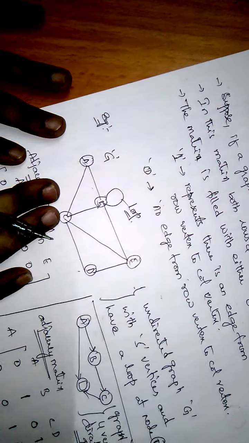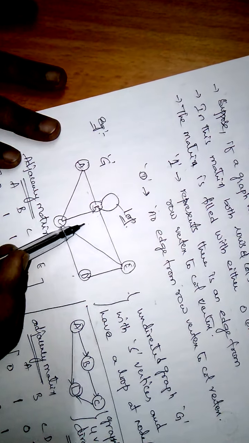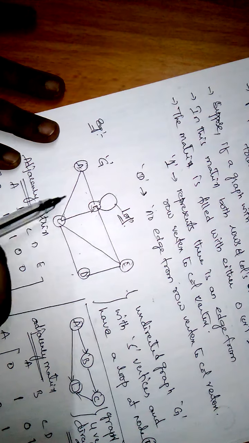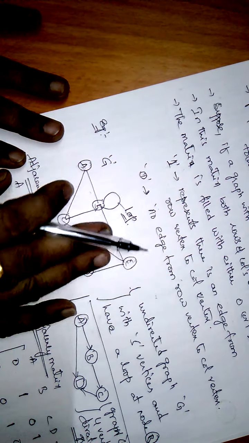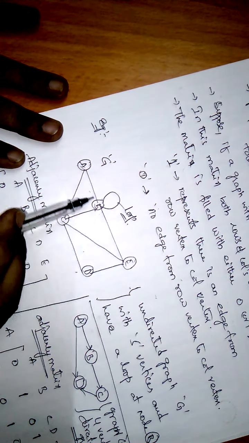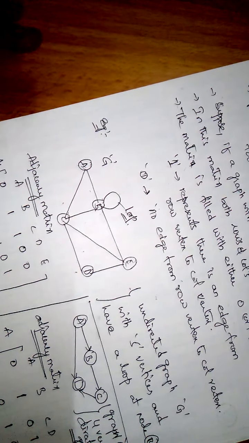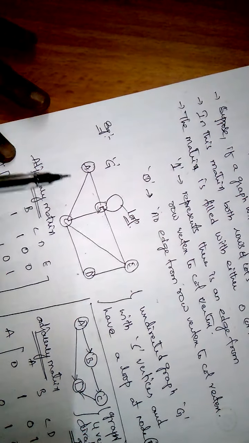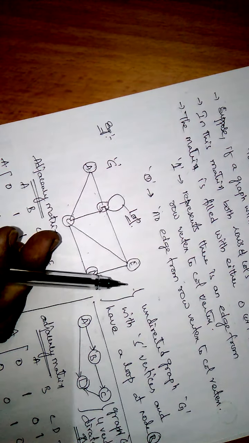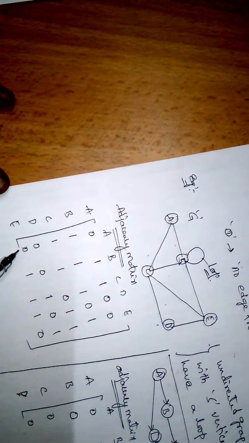Now for this undirected graph G, we have 5 vertices. So how do we represent this in an adjacency matrix? It means the 5 rows are the 5 vertices and the columns are also these 5 vertices. Now we have to show the edge from row vertex to column vertex. That means adjacent nodes will have a value if there is an edge from one vertex to another. This is an example of an adjacency matrix.